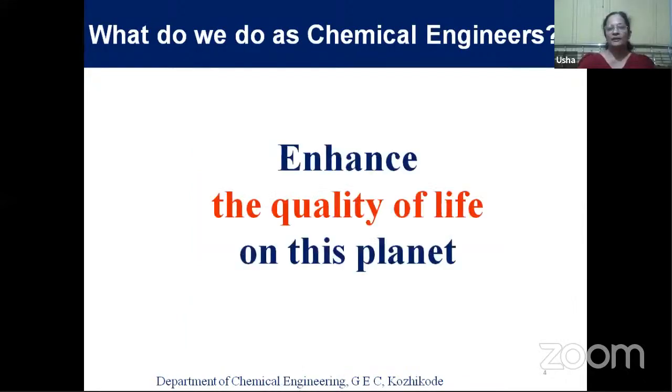This is the one principle. As a chemical engineer, what do we do? We can enhance the quality of life on this planet. That means each one is responsible for keeping our environment neat and clean. We use the 3R principle: reduce, reuse, and recycle. That is the main objective. Only then can we sustain nature and keep our planet clean, a sustainable development for nature. That is the main role of chemical engineering.